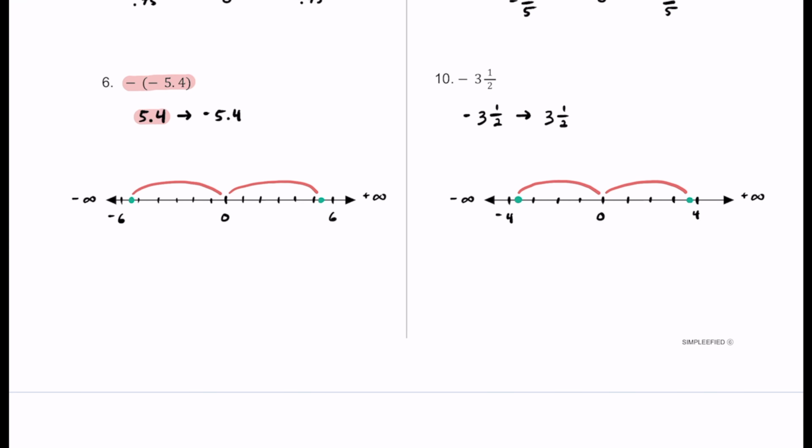So there you have some different practice problems on looking at opposites and visualizing them. They should all have the same absolute value, which is their distance from 0.